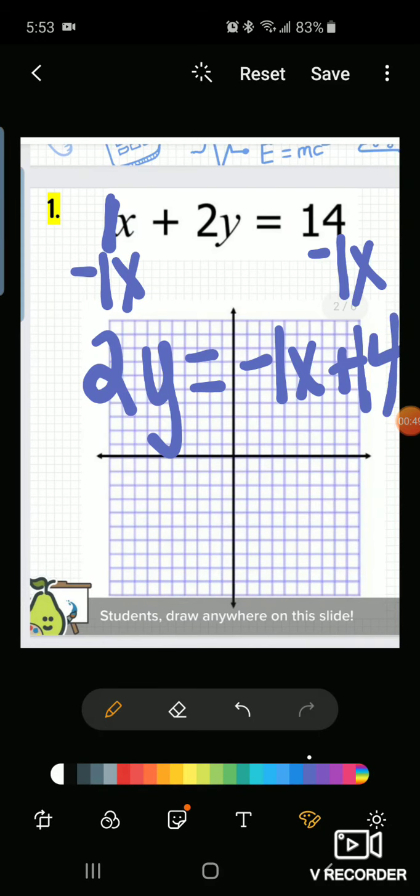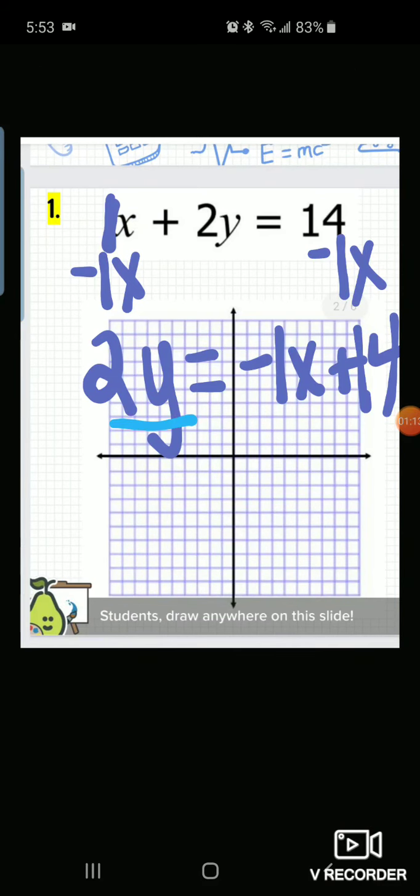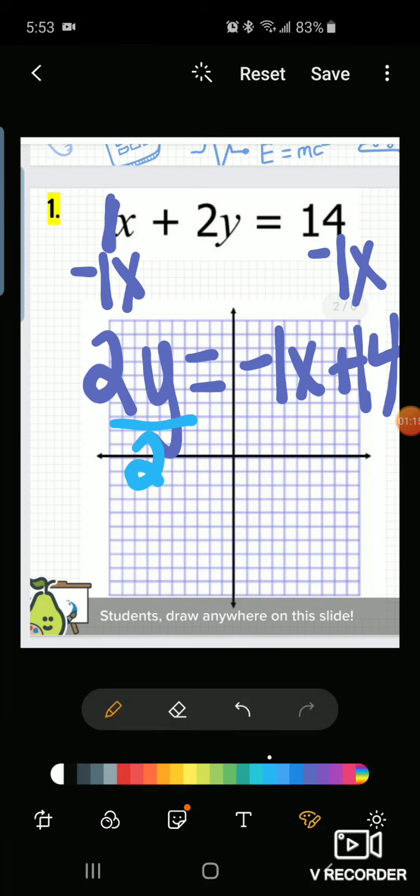Now we notice here 14 and negative 1x are not like terms. They both do not have the variable x, so I cannot combine them. So just copy and paste them down. Then we're going to get y by itself. We see that there's a 2 in front of the y, and it's 2 times y. In order to get rid of multiplication, we do division, and we're going to divide both sides by 2.